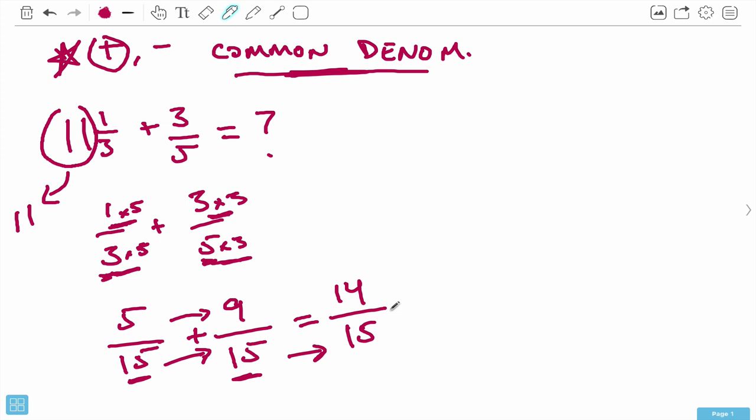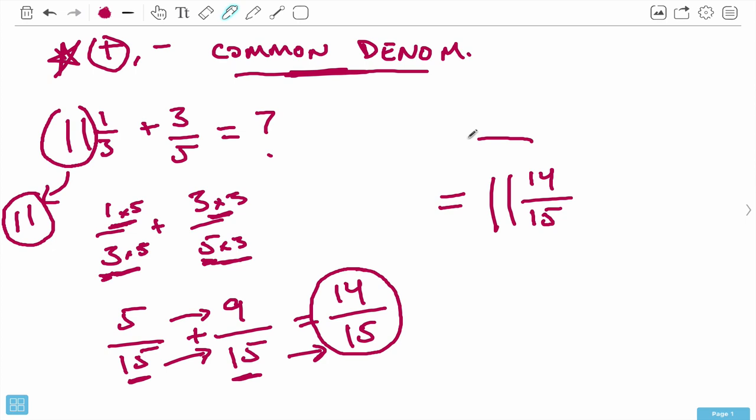Now let's not forget that we have this whole number over here. So now we combine the whole number with the fraction, and the final answer is 11 and 14 fifteenths. So our original question of 11 and 1/3 plus 3/5 equals what? It equals 11 and 14 fifteenths.